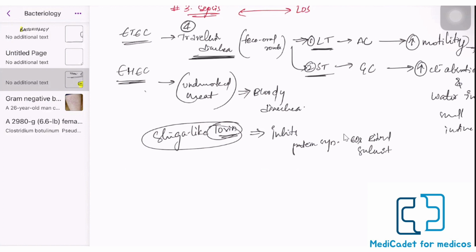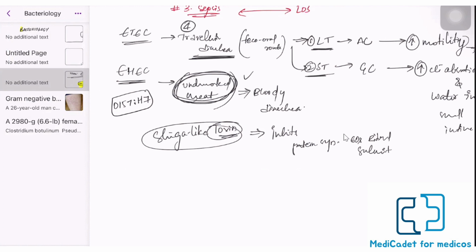The most common serotype that causes this is O157:H7. So this is the common serotype that causes enterohemorrhagic E. coli. And very importantly, they'll give you a history that they went to some party and ate some meat which might be uncooked. Okay, so they ate the meat, and that's about the Shiga-like toxin. What else do we need to know?